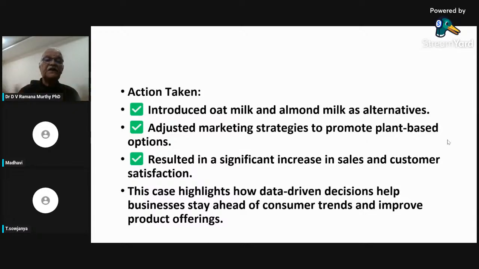They're not dairy based. No milk from cow, buffalo. No, oat milk and almond milk as alternatives. Number one. Second, they adjusted marketing strategies to promote plant based options. All the marketing strategies have altered just to promote plant based. That means they aggressively gone in for advertising about their Starbucks coffee. This is plant based milk, not animal based milk.